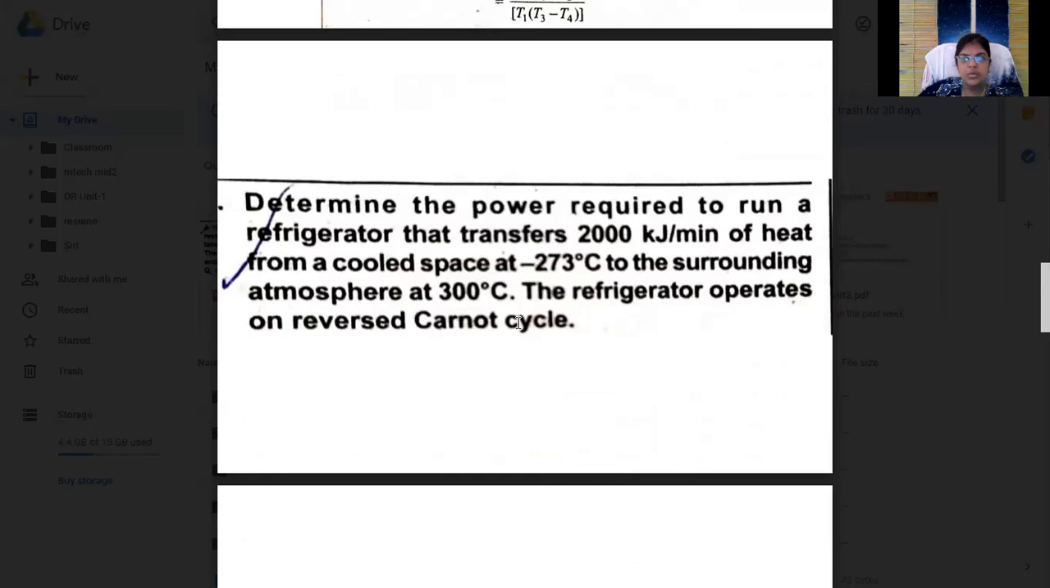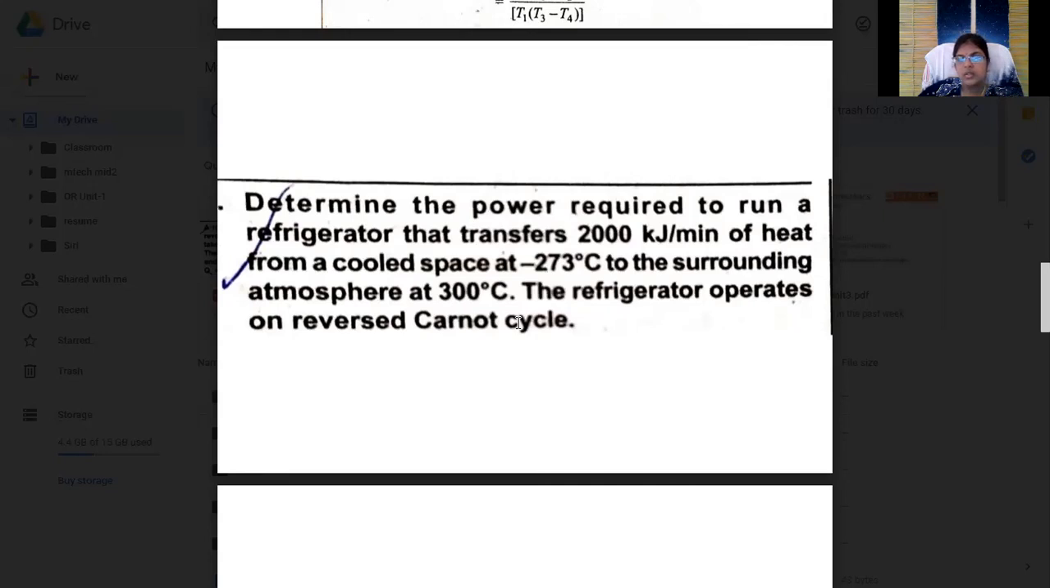Determine the power required to run a refrigerator that transfers 2000 kilojoule per minute of heat from a cooled space at minus 273 degrees centigrade to the surrounding atmosphere at 300 degrees centigrade. The refrigerator operates on a reverse Carnot cycle.